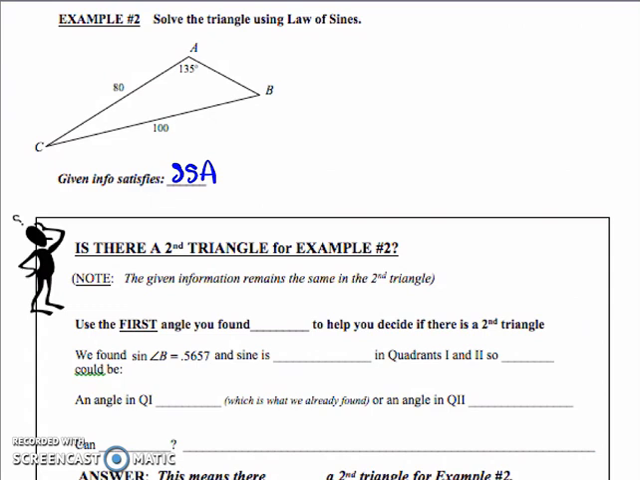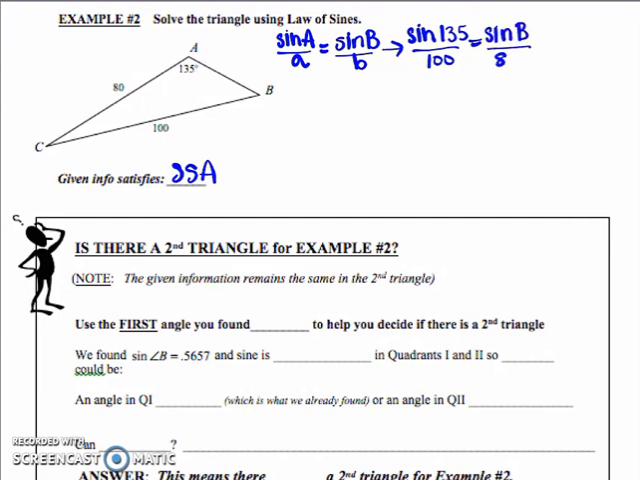All right, so the first thing that I'm going to do, I'm going to use the fact that I know both angle A and side A, and the fact that I know side B. So the first thing that I'm going to do is solve for angle B using the law of sines. Sine of A over A is equal to sine of B over B. When I plug the numbers that I know into this equation, I'm going to have sine of 135 over 100 equals sine B over side B, which is 80.